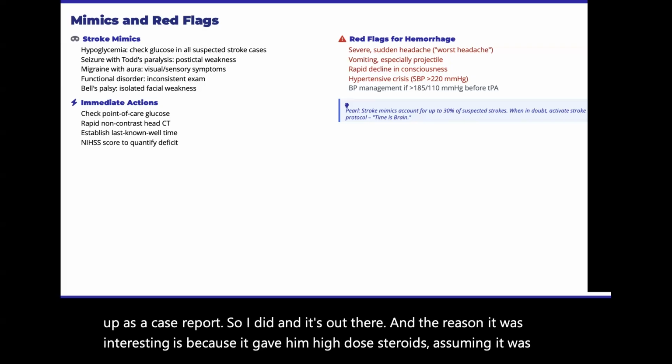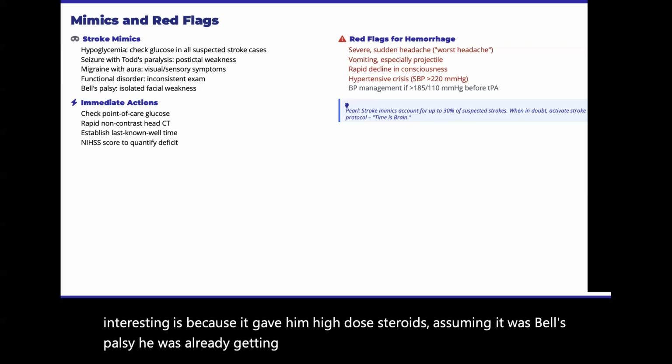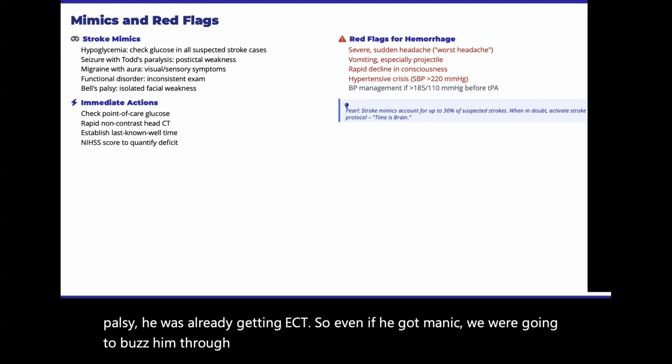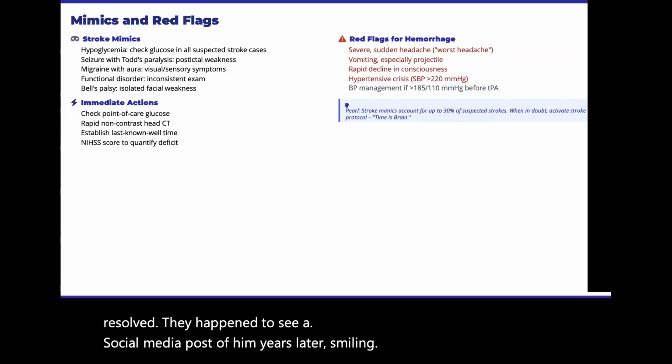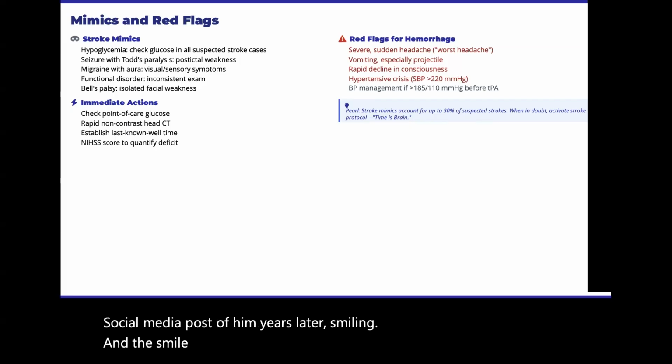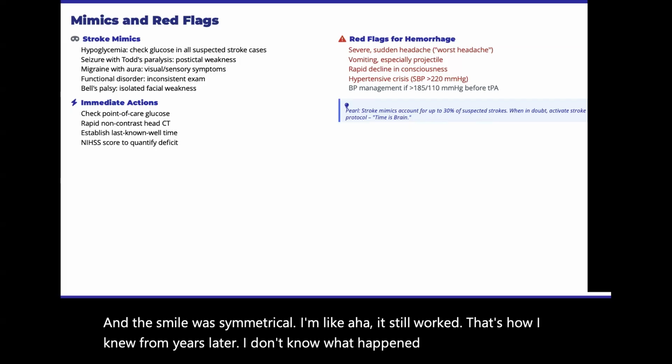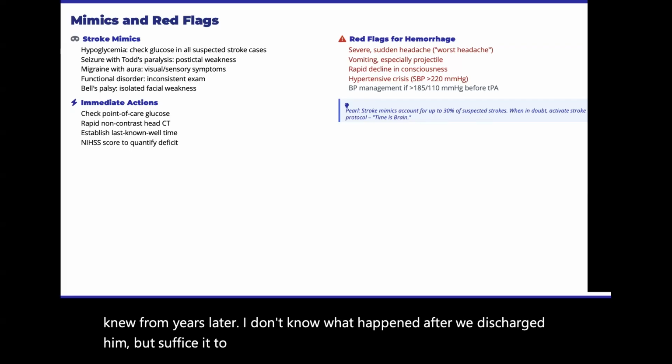He was already getting ECT, so even if he got manic, we were going to buzz him through the mania. And the facial nerve deficit actually resolved. I happened to see a social media post of him years later smiling, and the smile was symmetrical. I'm like, aha, it still worked. That's how I knew from years later. I don't know what happened after we discharged him, but suffice it to say, it resolved his facial nerve deficit.